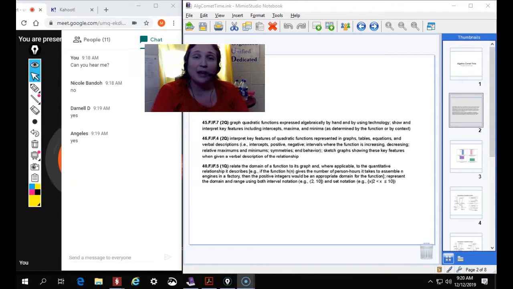Now we're only gonna be looking at three AKS. AKS are called academic knowledge and skills. That's what we use in order for us to be successful in what your teachers teach you. So we're specifically gonna be looking at quadratics today, graphing quadratic functions, understanding the key pieces for that, as well as looking at domain and range.